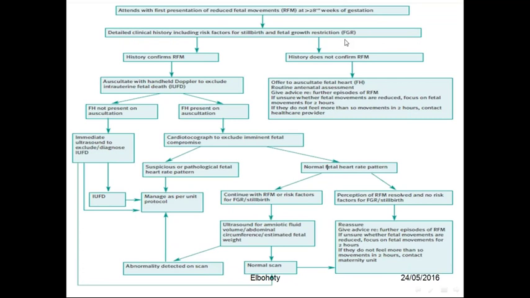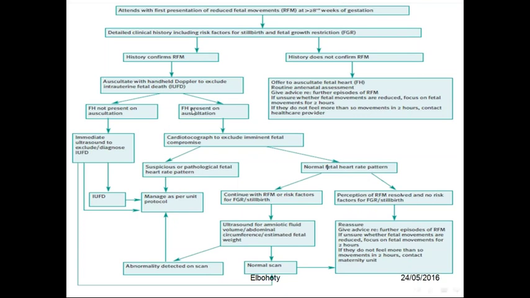And this is a nice flow chart. What can you do for decreased fetal movement? You will begin with a history, and if you confirm that there is reduced fetal movement, you need to auscultate. If you don't find fetal movement, you need to do ultrasound. If you diagnose intrauterine fetal death, this is the management of intrauterine fetal death we will discuss now.